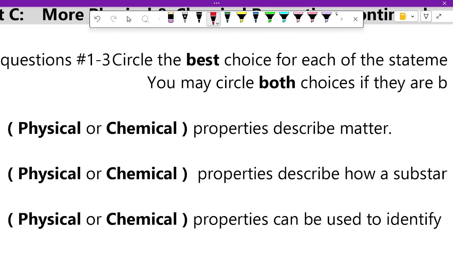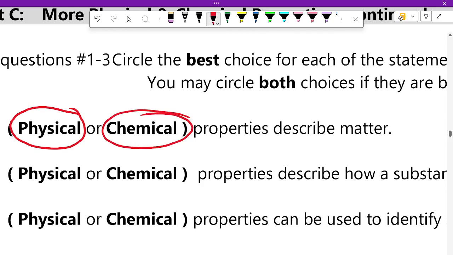Okay. What kind of properties describe matter? Chemical properties or physical properties? Physical properties describe matter. Do chemical properties describe matter? If I say baking soda reacts with vinegar, does that describe the baking soda? Yes. So both of them describe matter. All properties describe matter.